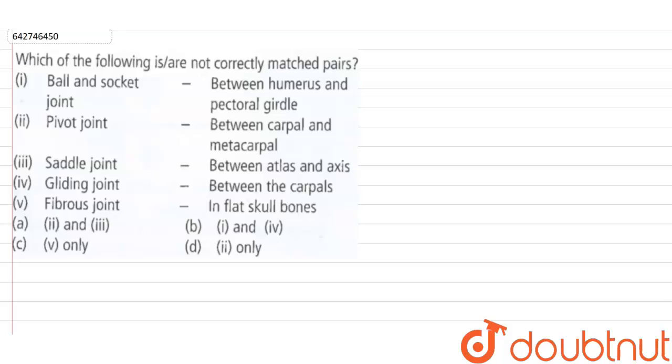In this question, we have to select the incorrectly matched pairs. And as we can see, in one column, they have given us different types of joints, different categories of joints. And in the second column, we have to identify which of them have not been correctly matched with their example.